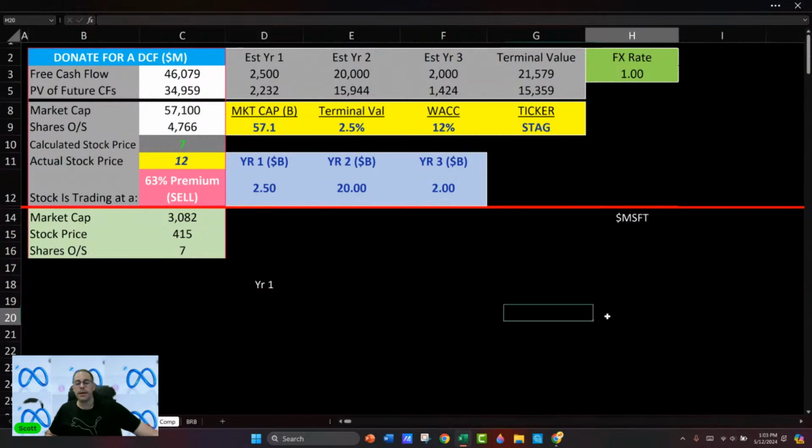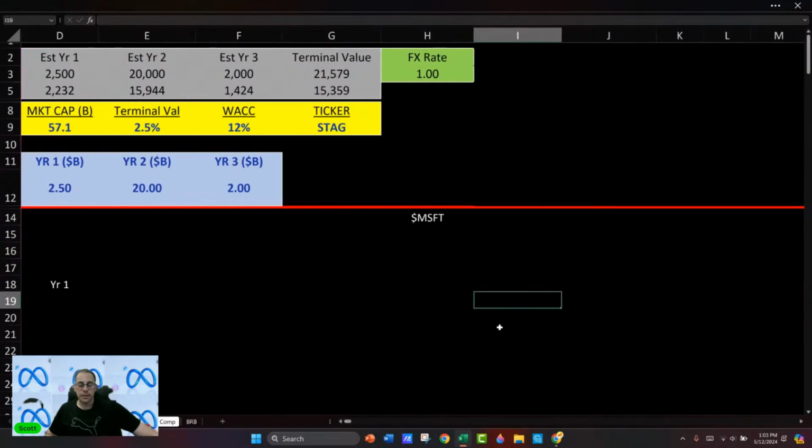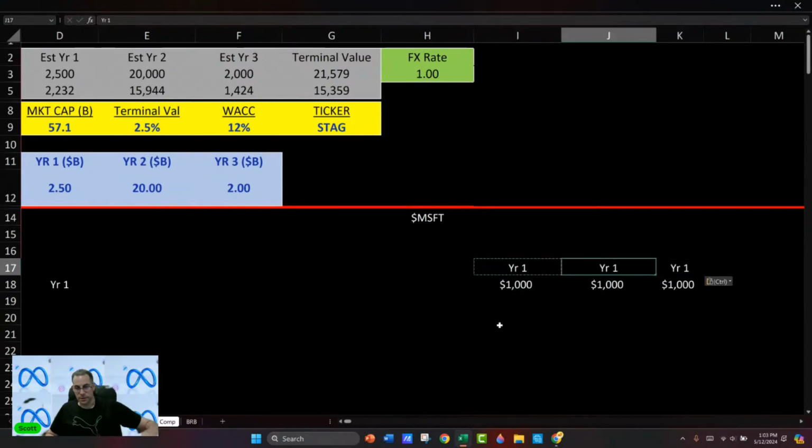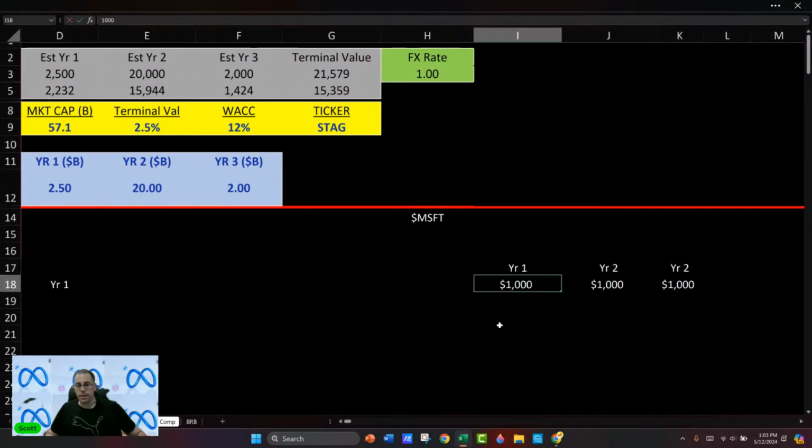The way to think about it is, if I say give me $1,000 at the end of the year, then next year at the end of 2025, give me $1,000, and at the end of 2026, give me $1,000. So what is that worth in today's dollars?